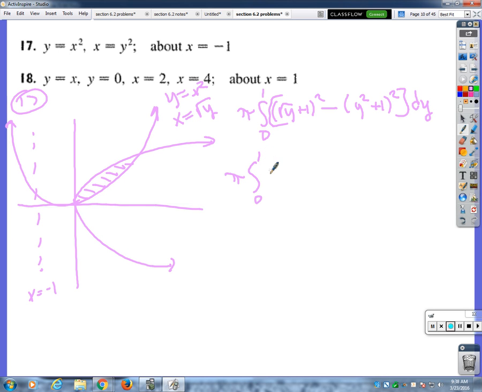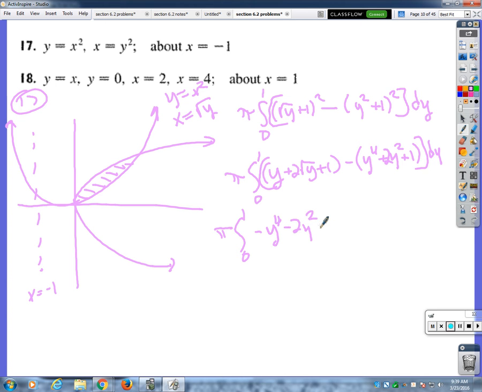Okay, so if you square this, you get y plus 2 root y plus 1, minus, if you square this, you get y to the 4th plus 2y squared plus 1. So negative y to the 4th, negative 2y squared, plus y. This is brutal. And then the ones cancel, but I still have all of this.